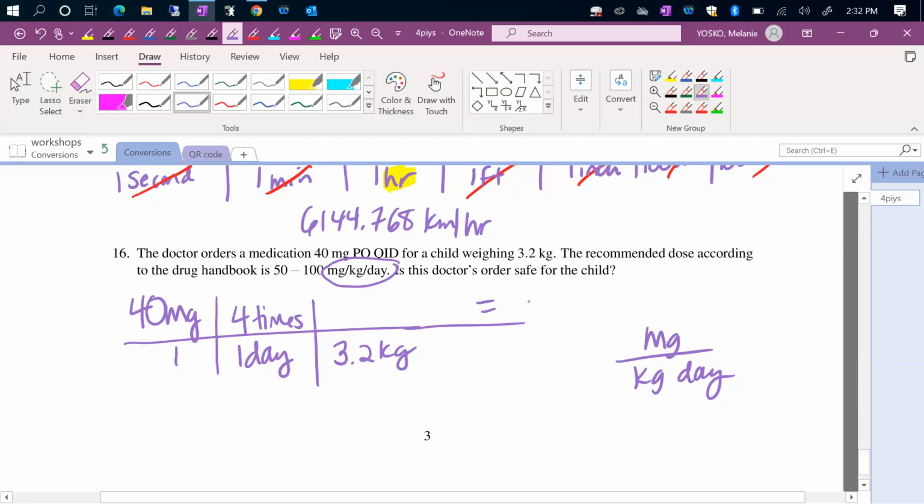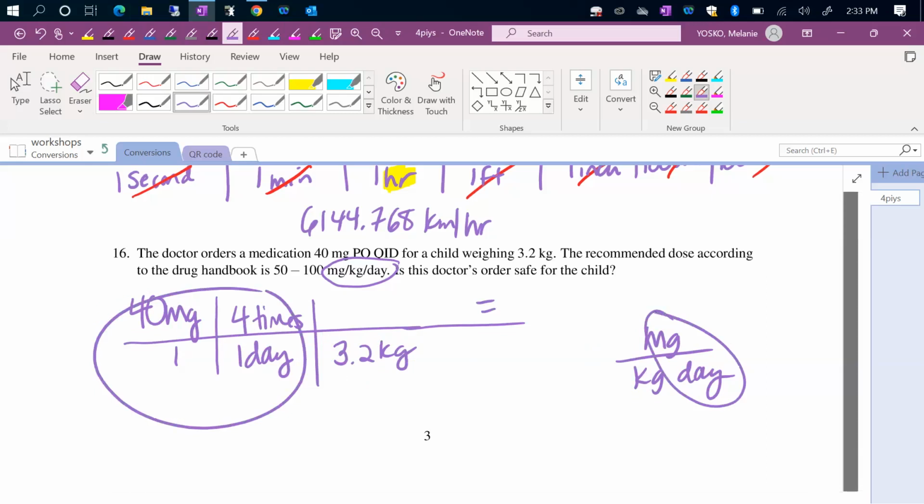160 milligrams. Yeah, this is 160 milligrams per day, which gives you this part. But then you have to factor in the child's weight divided by the 3.2. So what do you get?